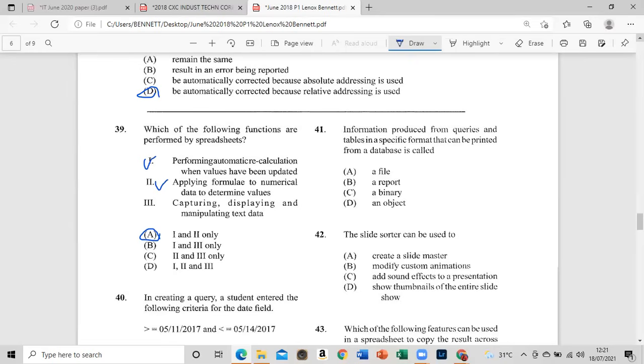41. Information produced from queries and tables in a specific format that can be printed from a database is called: is it A, a file, B, a report, C, a binary, or D, an object? Basically, it's a report, right? And we know that. Let's move on to 42.